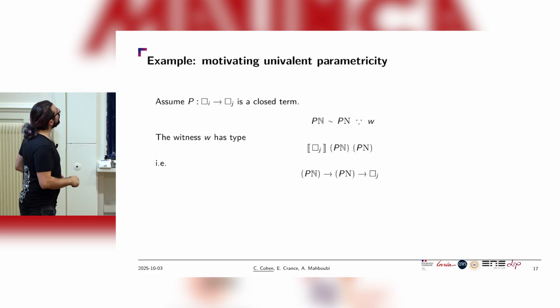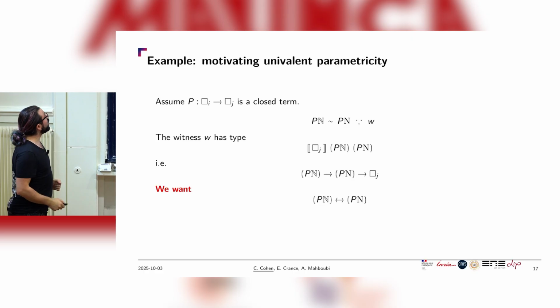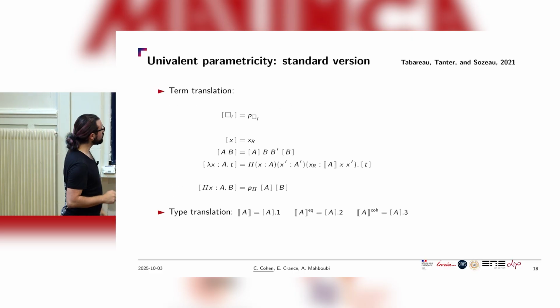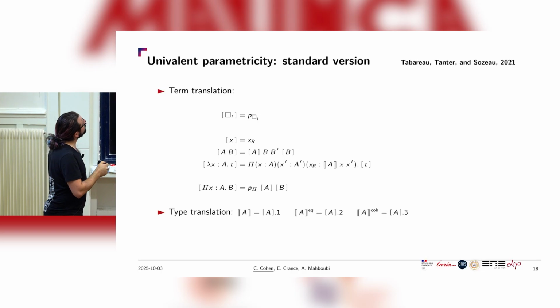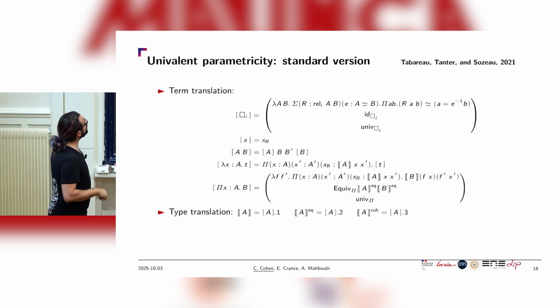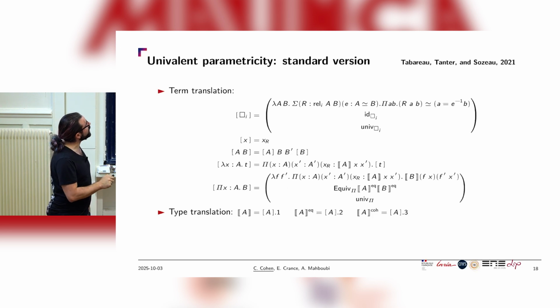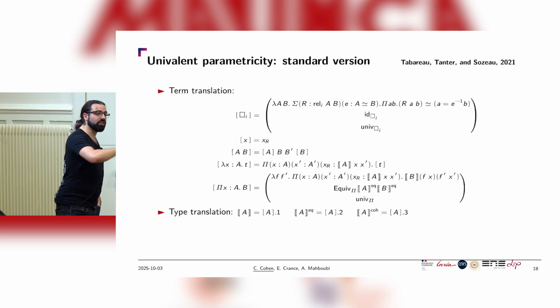So the idea that Mathieu Sozo, Nicolas Tabarot, and Eric Tanter had was to actually change the translation and make it so that we have here an equivalence. And this led to univalent parametricity. So univalent parametricity is the same as parametricity, except that instead of translating type with an arbitrary relation, you translate it into something more complex. You translate it into a triple, whose first component is a relation, but not any relation. It must be a relation, an equivalence, and a proof that this relation is the same as the graph of the equivalence, which essentially means that it says this relation is an equivalence relation.